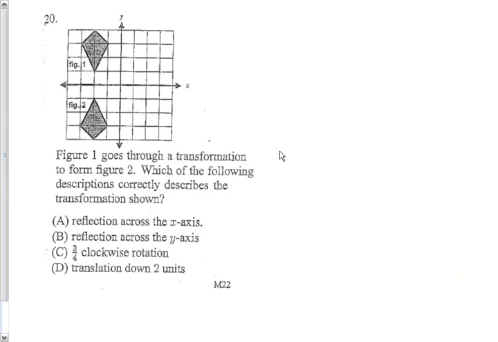All right, question 20. We're given two figures here on the coordinate plane. Looks like kites. And it says figure 1 goes through a transformation to form figure 2. Which of the following descriptions correctly describes the transformation? So in transformation, let's take a little mini lesson on these.